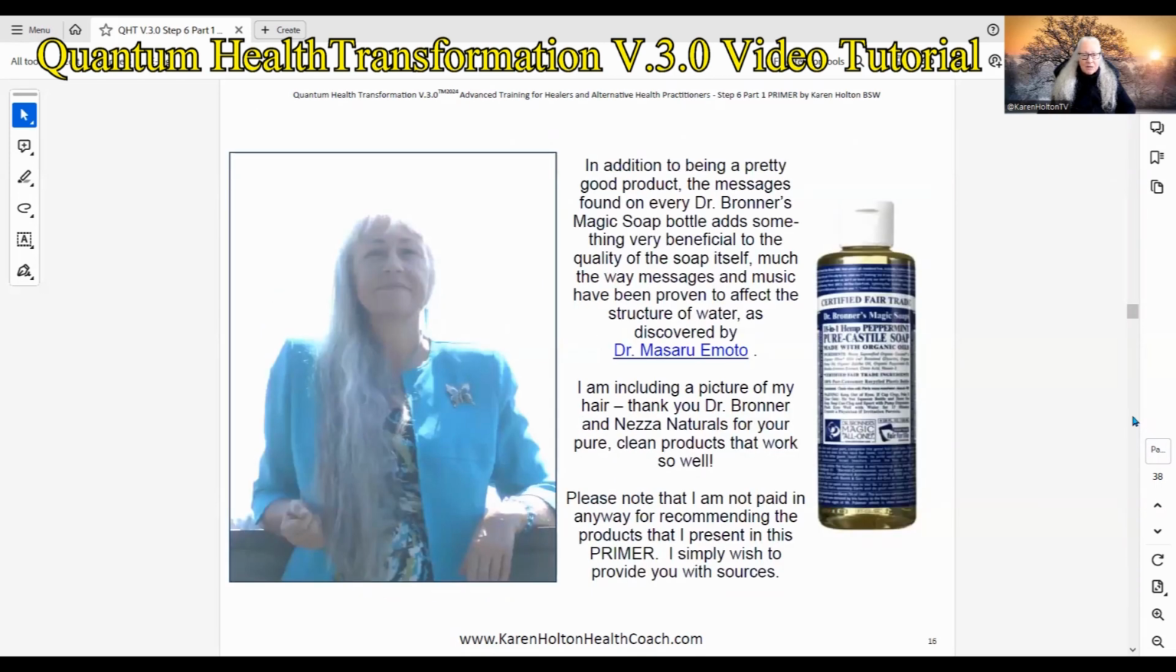In addition to being a pretty good product, the messages found on every Dr. Bronner's magic soap bottle add something very beneficial to the quality of the soap itself, much the way messages and music have been proven to affect the structure of water, as discovered by Dr. Masaru Emoto. I'm including a picture of my hair. Thank you, Dr. Bronner and Neza Naturals, for your pure, clean products that work so well.